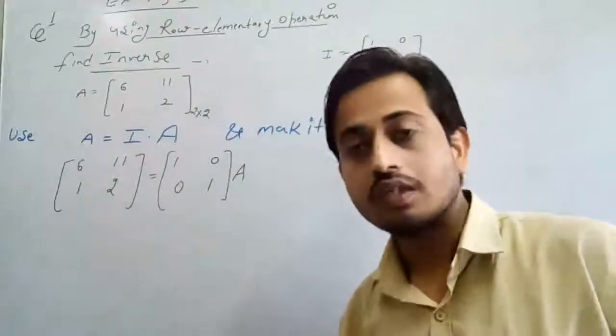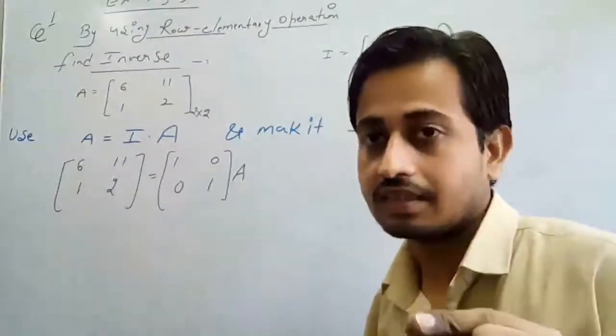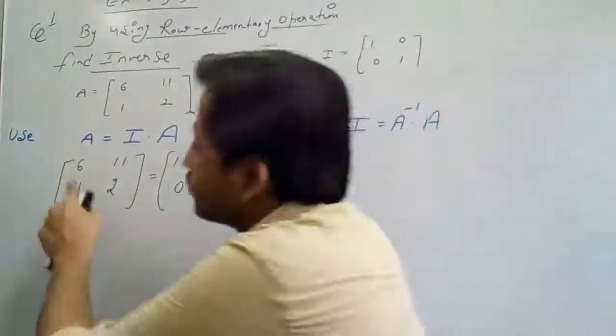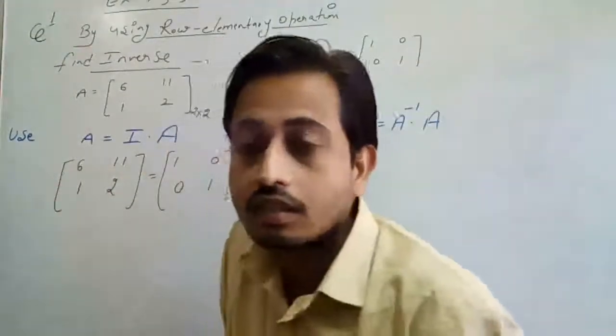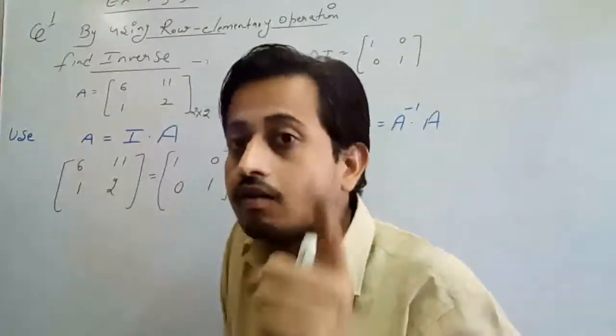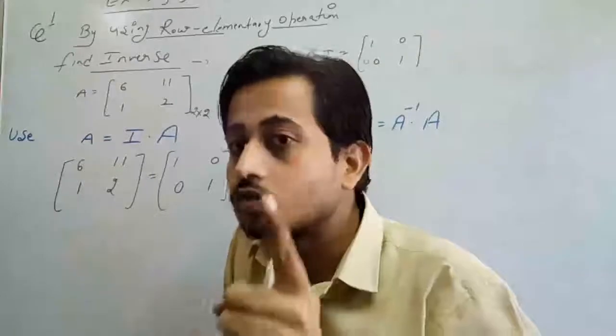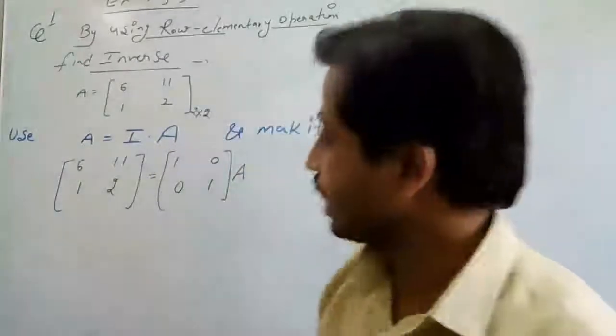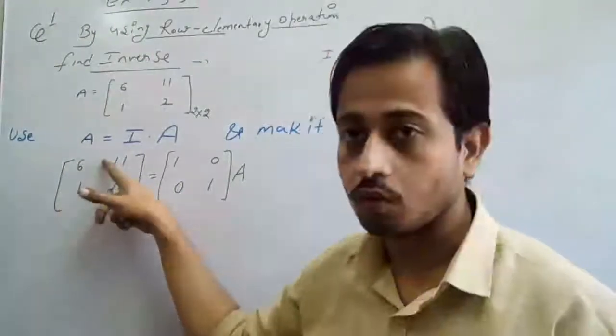Now what do we have to do? Start from the first element and make it 1, because our first element should be 1. But here the first element is 6. Then how will we get 1? We get 1 when we subtract 5 from 6. 6 minus 5 is equal to 1. It means we have to subtract from this row.